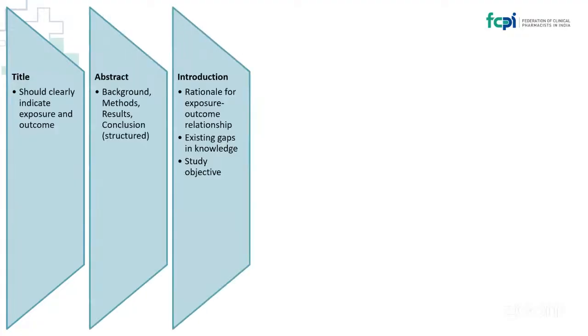Now, this is the journal style representation of a cohort study. Your title should be clear, and it should indicate what was the exposure and what was the outcome. The abstract should be structured. Introduction should give the rationale for the exposure and outcome relationship. What was the rationale that you used to analyze the exposure and outcome? And you should mention the gap that you are addressing.